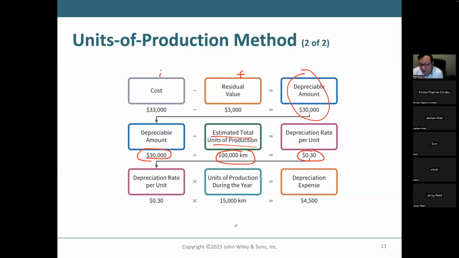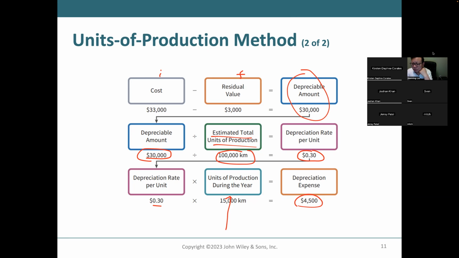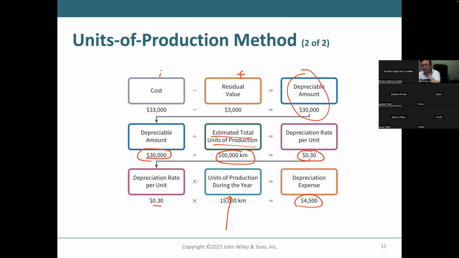And in the first year, let's say I used 15,000 kilometers, and each is 30 cents. 30 cents times 15,000 kilometers. That's my depreciation expense, 4,500. So does this make sense? Anyone have any question? No? Okay.